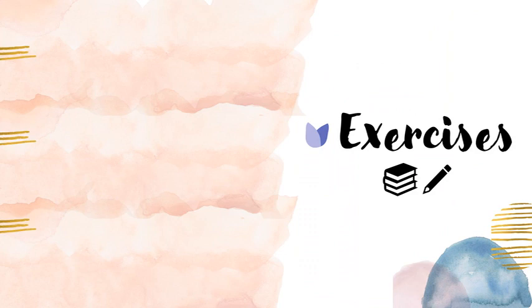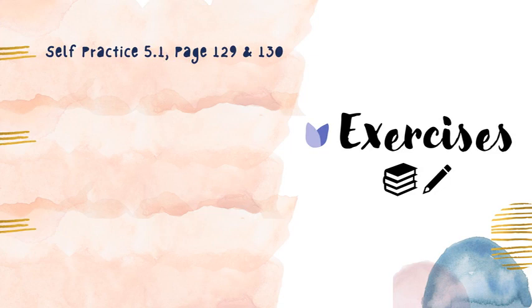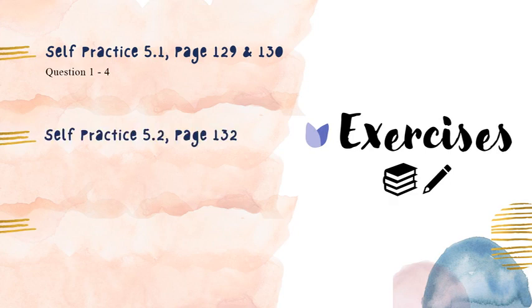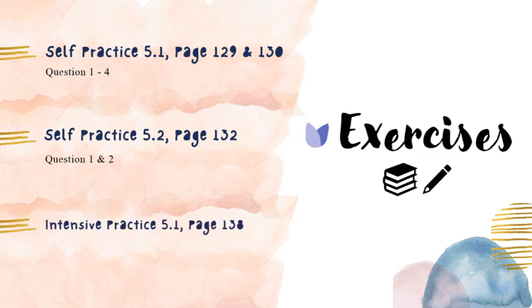Okay, that's all our example for 5.1.1 and also 5.1.2. So now you should do exercise for those two topics we learned today. Do self practice 4.1, page 129 and 130 in your textbook. Do question 1 until question number 4. And then for 5.1.2, do self practice 5.2, page 132, question 1 and 2. And lastly, do intensive practice 5.1, page 138. Just do question number 1 until question number 3 only.